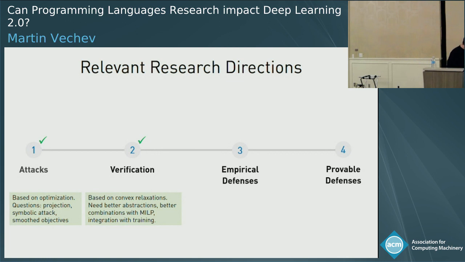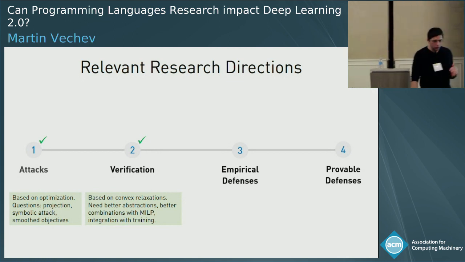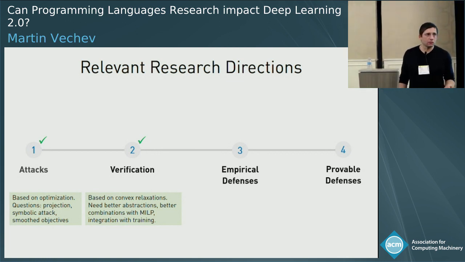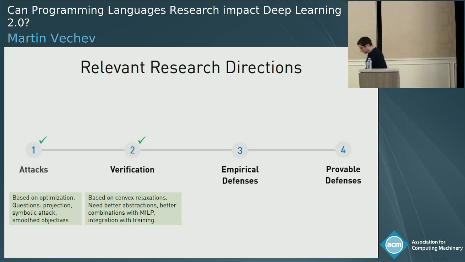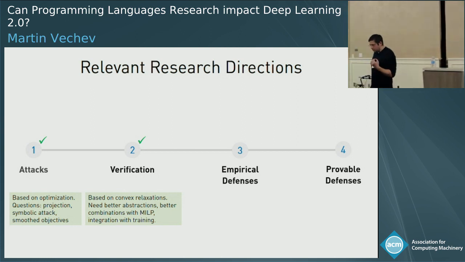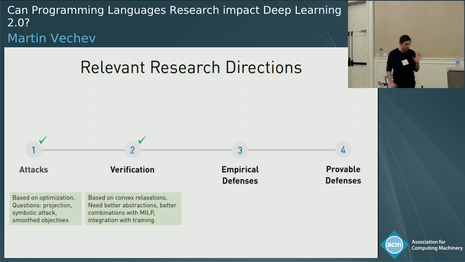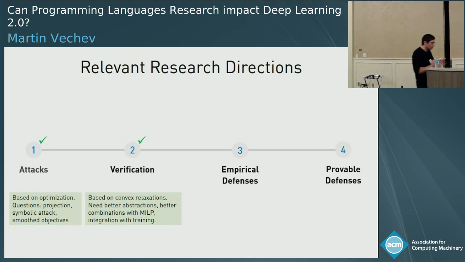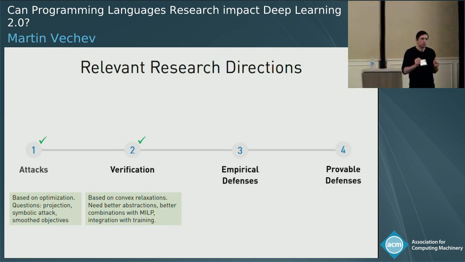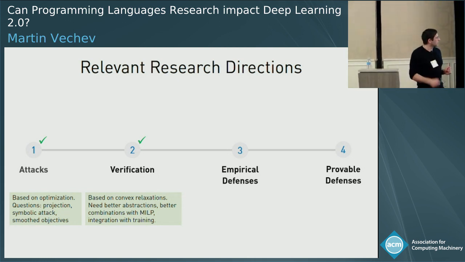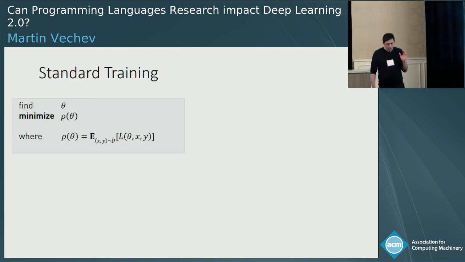Okay, so attacks, verification, mostly in the analysis space. Now, let's switch a little bit towards training. What we're going to do now is look at something called empirical defenses. These are specific training mechanisms that produce a network, a model, which is less susceptible to attacks. It's harder to break it. Okay? So let's see what is going on here.